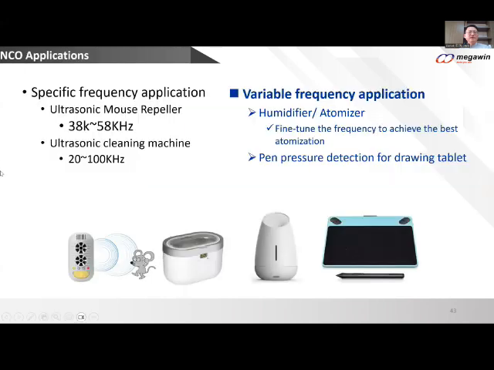So the NCO application is used for specific frequency applications, like an ultrasonic mouse repeater, where the frequency will be 32K to 55K hertz, and an ultrasonic cleaning machine, which will be 20 to 100K hertz, and a humidifier, automatically fine-tuning the frequency to achieve the best optimization. Okay.